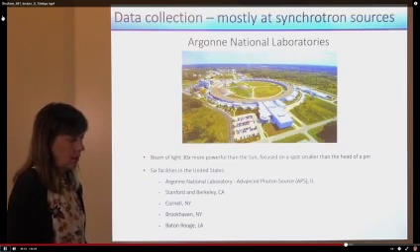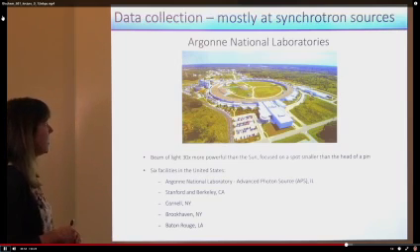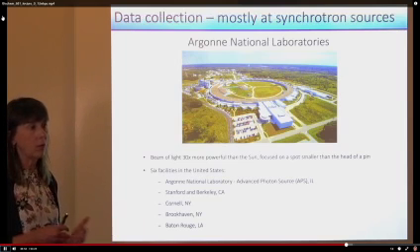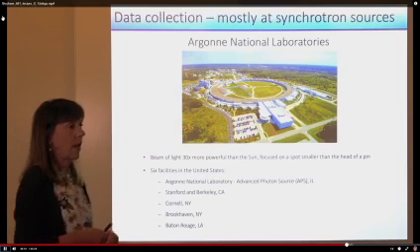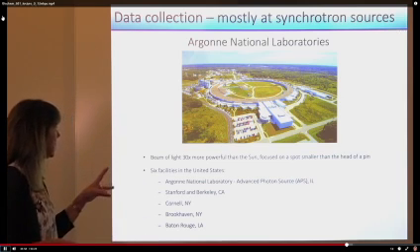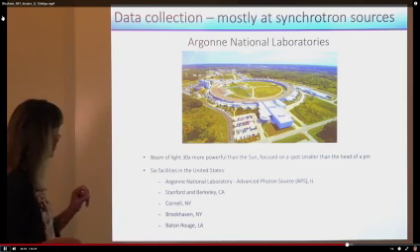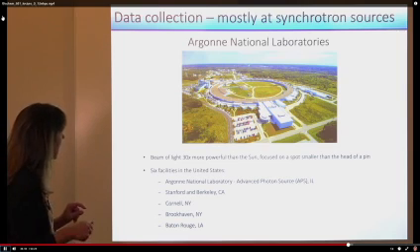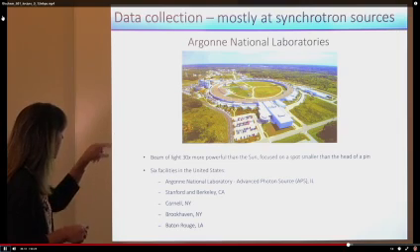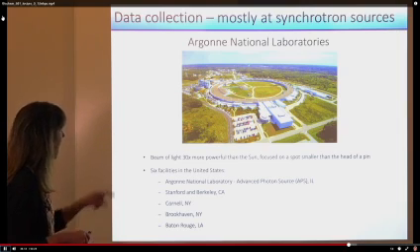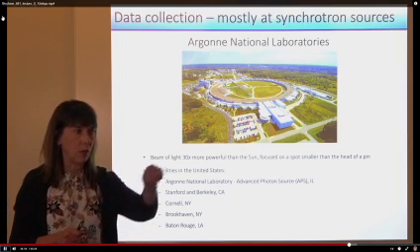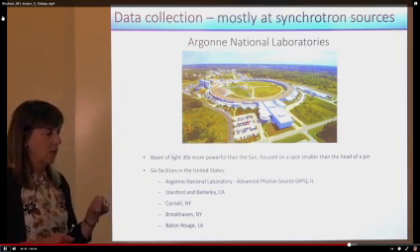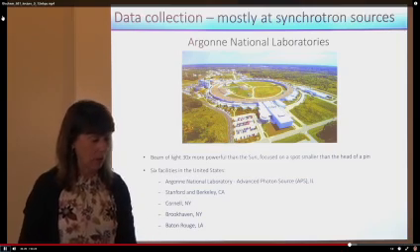Now these days, most data is collected at synchrotron sources. We have our own X-ray equipment, but a lot of labs don't. And so you go to these sources, and it's really fun. There's Argonne National Laboratories, that's the one we go to. There's Stanford and Berkeley, Cornell, Brookhaven, and Baton Rouge. But it's huge facilities. This is the synchrotron source right here, and you actually have bicycles that you can cycle around the different sectors. So you apply for time, and then you can go collect your data.